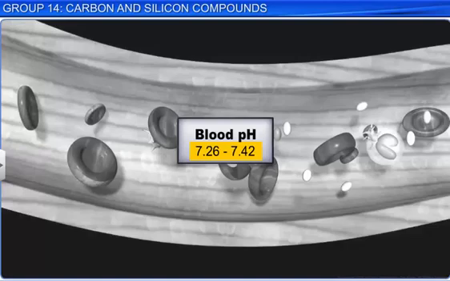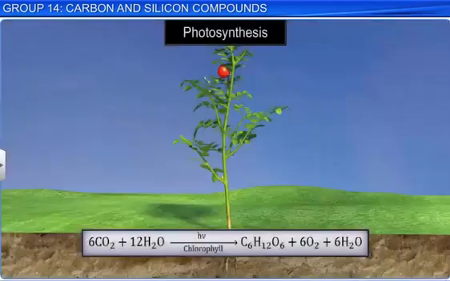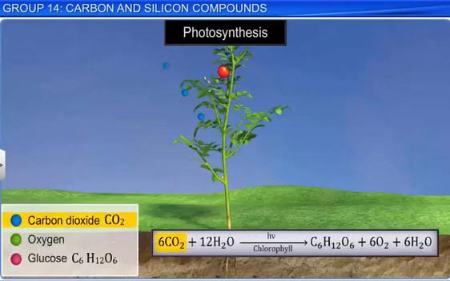By using chlorophyll, plants make their own food through photosynthesis. This process removes carbon dioxide from the atmosphere. The ultimate product of photosynthesis is the glucose molecule, C6H12O6.